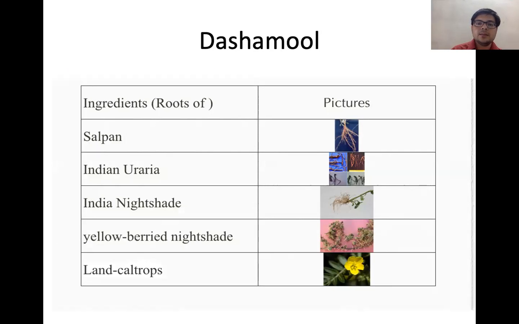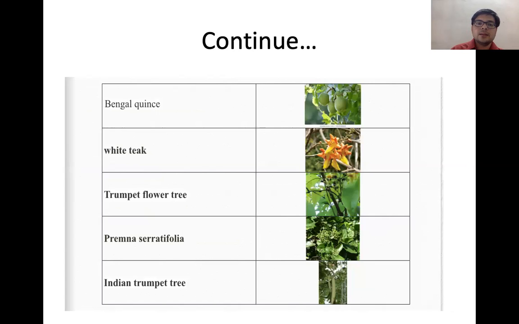If we see the content of Dashamula, I have shown pictures like Shalaparni, Indian Uraria, then Indian nightshade, then yellow-berried nightshade, then land caltrops, then Bengal quince, and then white teak. Ten roots of ten different medicines, we can say it as Dashamula.